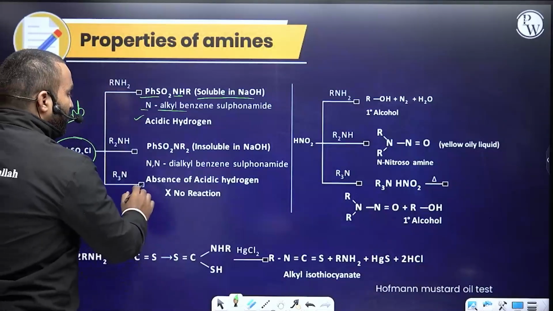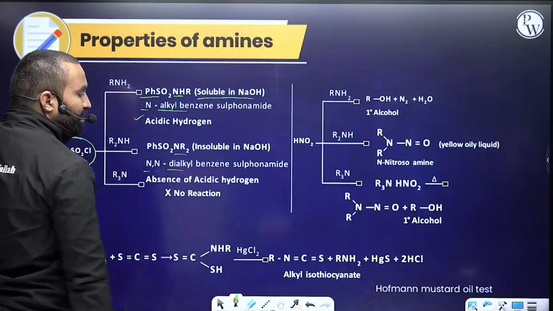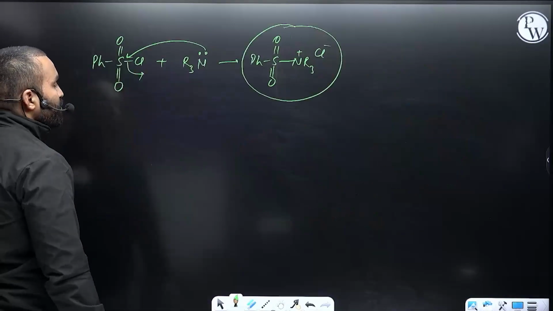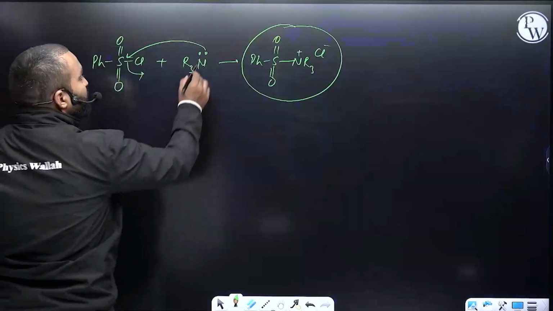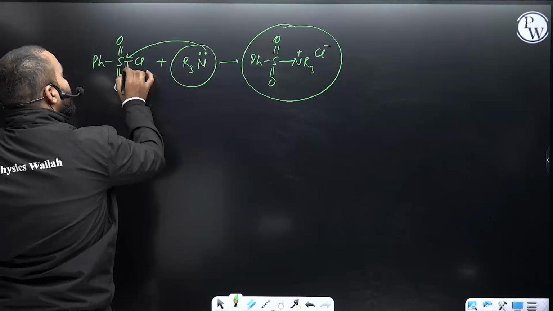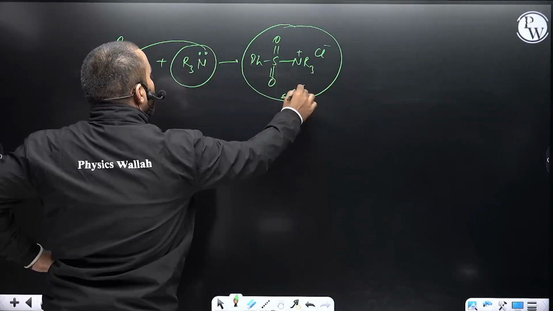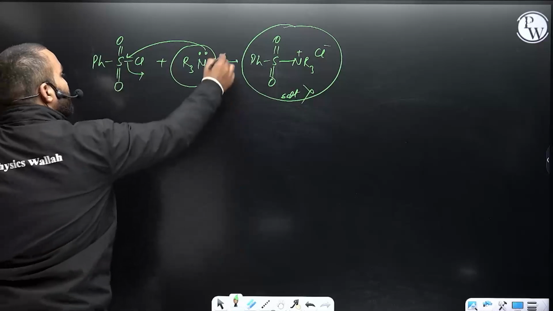The second one forms N,N-dimethyl. This is the compound formed. And finally, there is no reaction. So why is there no reaction? You see that, please. This is my R3N. What is this site? It seems to be that it is going to form this salt, so it should also be soluble. But actually, this reaction does not occur. This reaction does not happen.